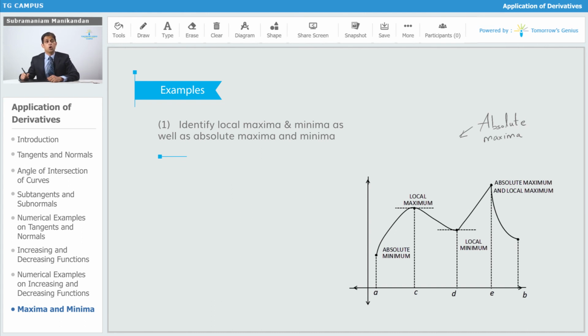Note, however, also the fact that the absolute maxima of the function can also be called the local maxima of the function, because to the left and right of the point x equal to e, if you draw a small subinterval of the function, then x equal to e correspondingly also becomes a local maximum value. It is the highest point even in that subinterval.